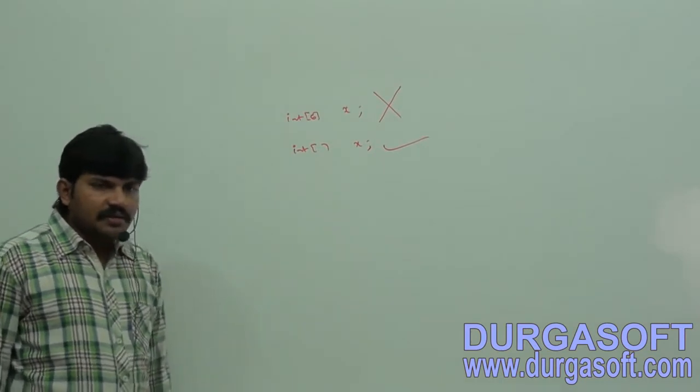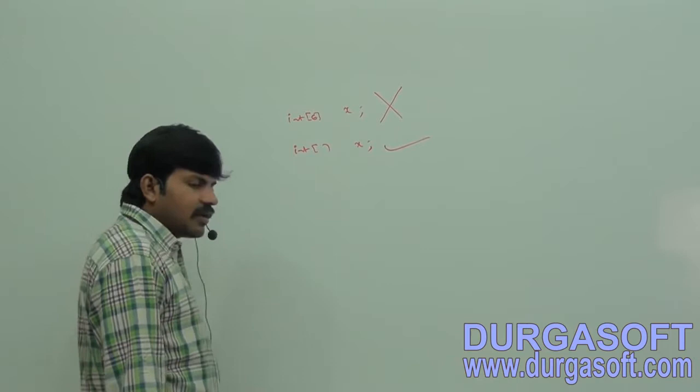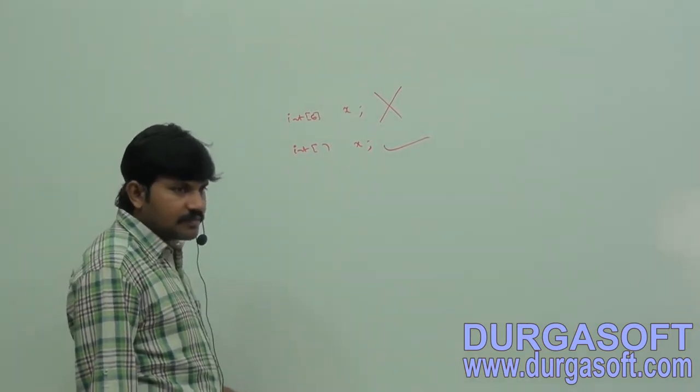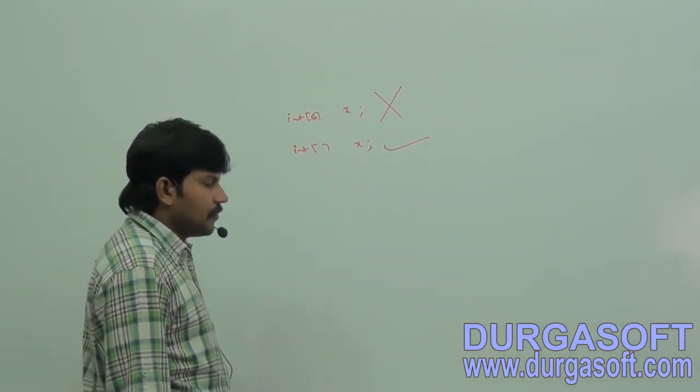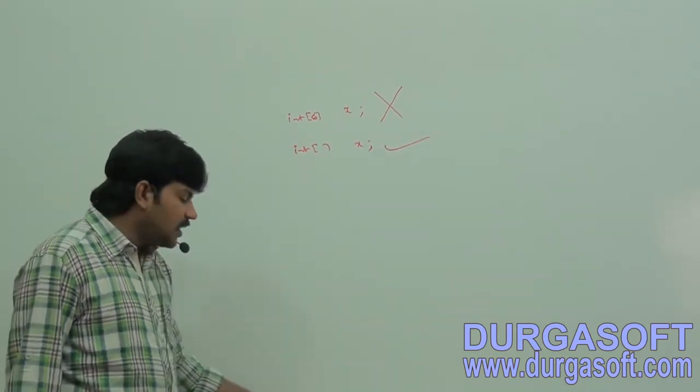I hope it is clear, right? So this is how to declare a one dimensional array. Are you getting? Maybe in other languages, but in Java it is invalid. Next, two dimensional array declaration.